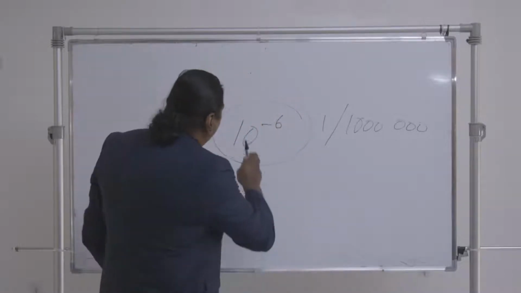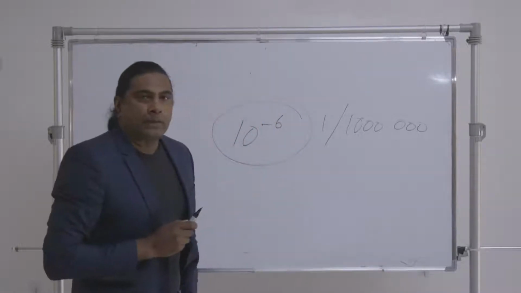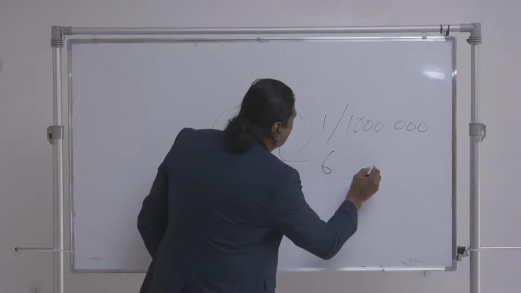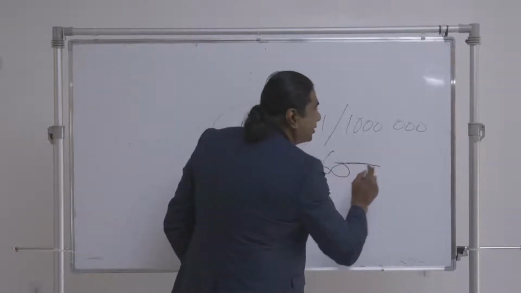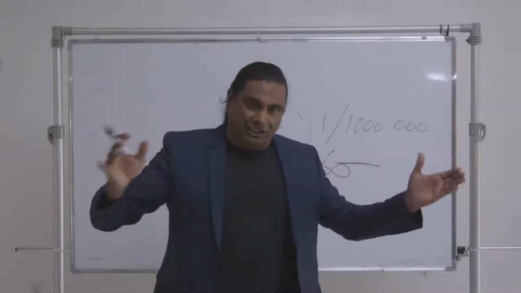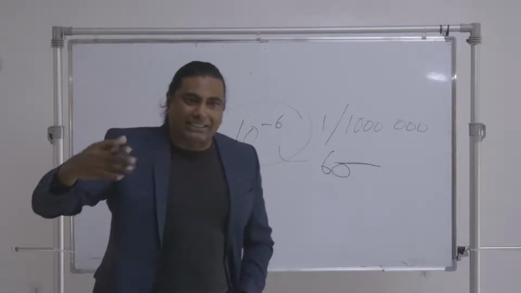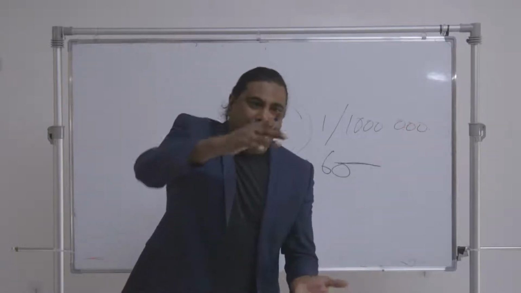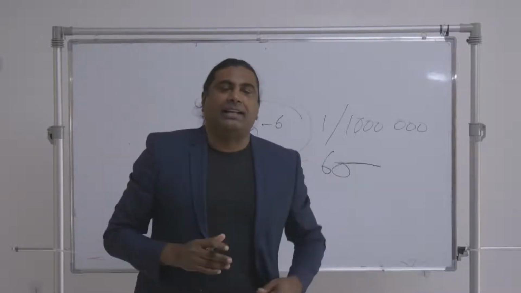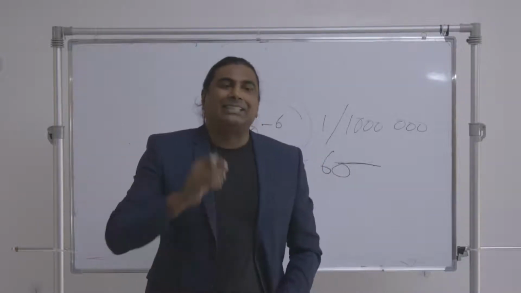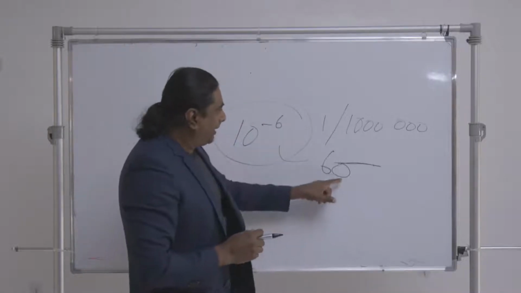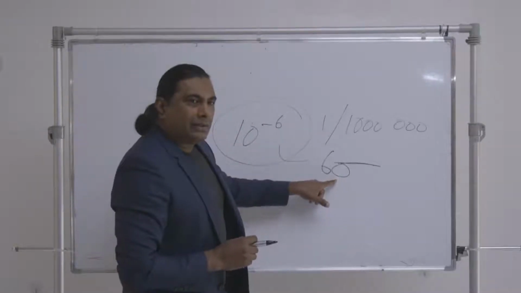Now, 10 to the minus 6 is also equivalent to about 6 standard deviations from the mean. Now, the mean is the average. Okay, we calculate the average. So we collect data points, we calculate the average, and we also calculate the standard deviation. The standard deviation is a calculation.